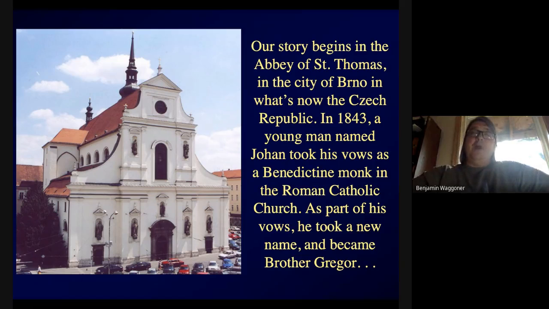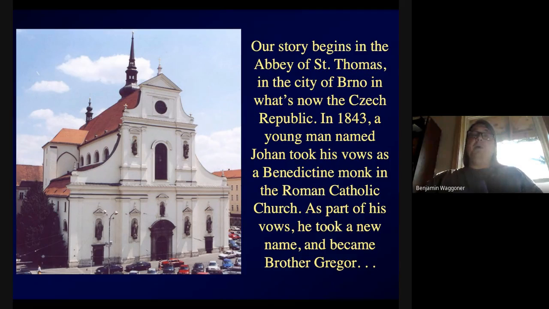At the time, it was part of the Austro-Hungarian Empire, for anybody who has taken European history. And in 1843, a guy named Johann took his vows as a Benedictine monk in the Roman Catholic Church. So he was ordained a priest. He became a Benedictine. He lived here and taught here. He did go to university for a time at the University of Vienna and came back to teach science in the monastery school in Brno. So he was essentially a high school science teacher.